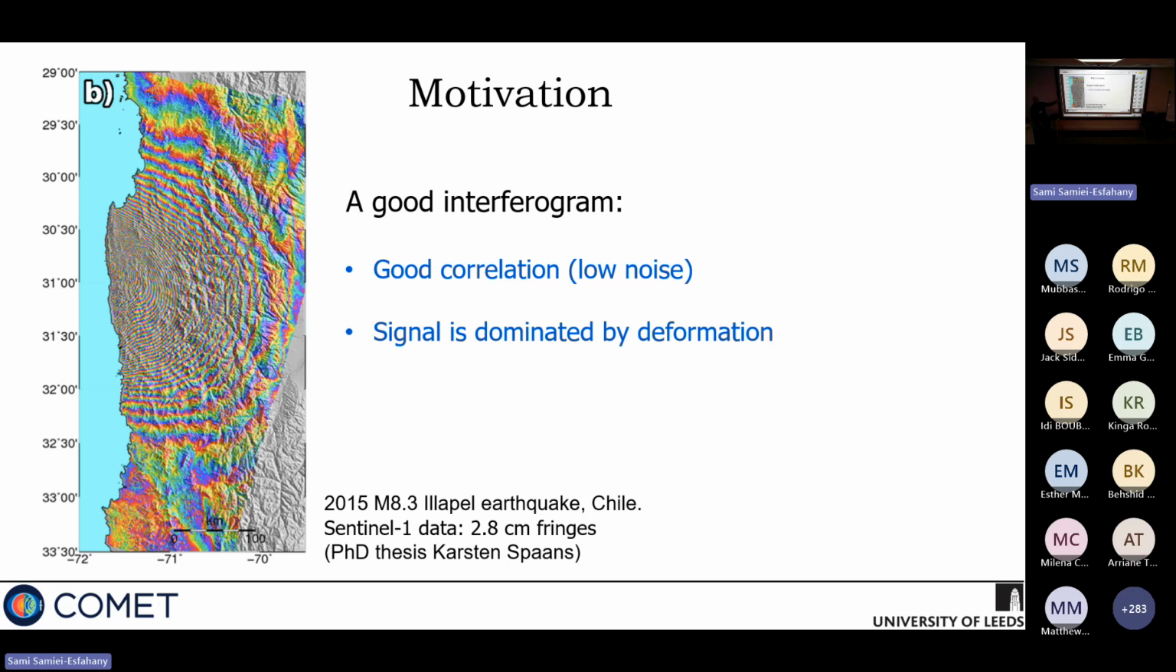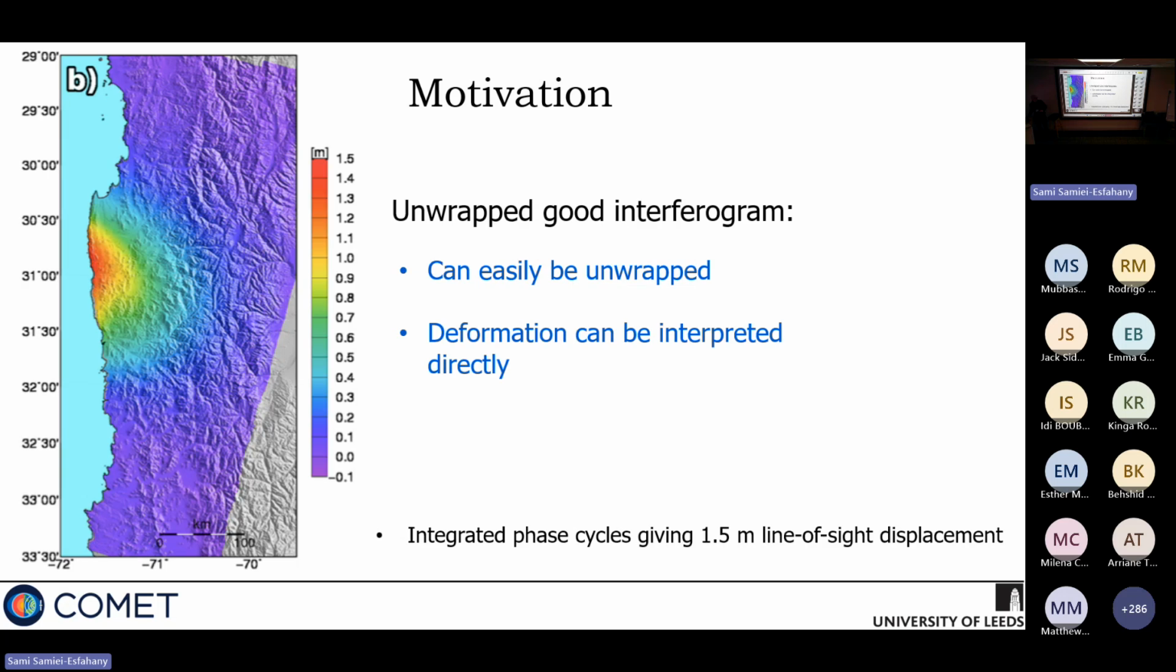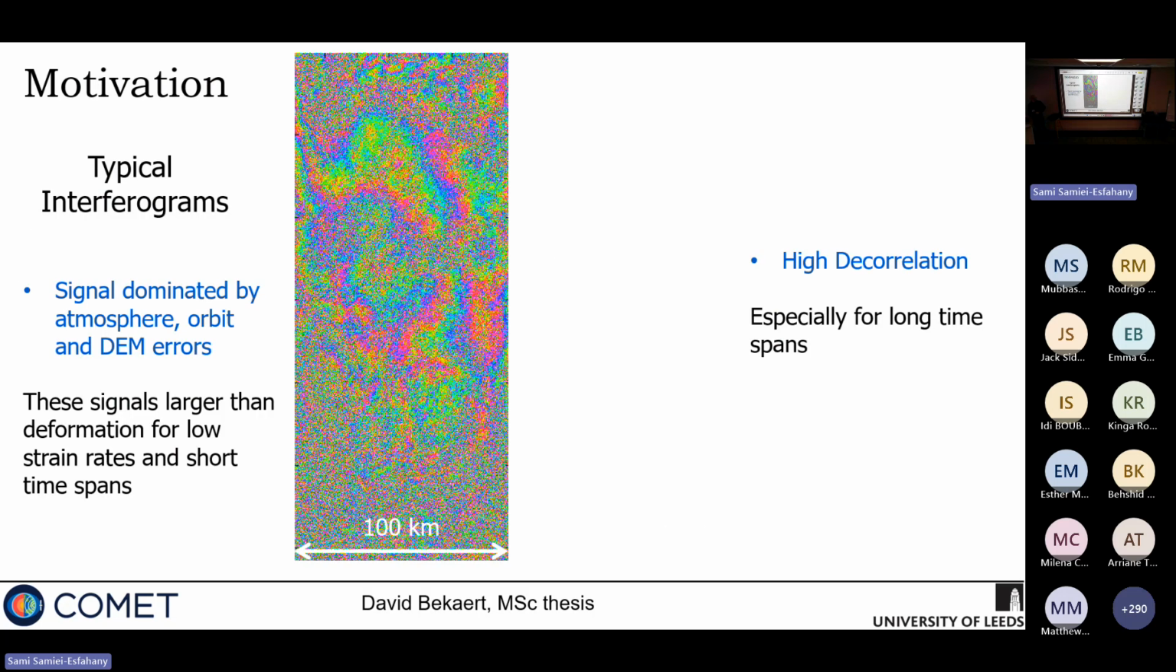That's because, first of all, there's good correlation. There's very little noise in the interferogram itself, and this is, I think, even before filtering. It's just a raw interferogram. And there's a lot of deformation. So even though there will be other signals, like atmosphere being a chief one, you can't really see that. It's really dominated by the signal. That's great. You can unwrap it and see very clearly where the deformation is. There's a large amount of deformation here, on the order of meters in line of sight. Okay, but that's not really very typical of most interferograms that we work with.